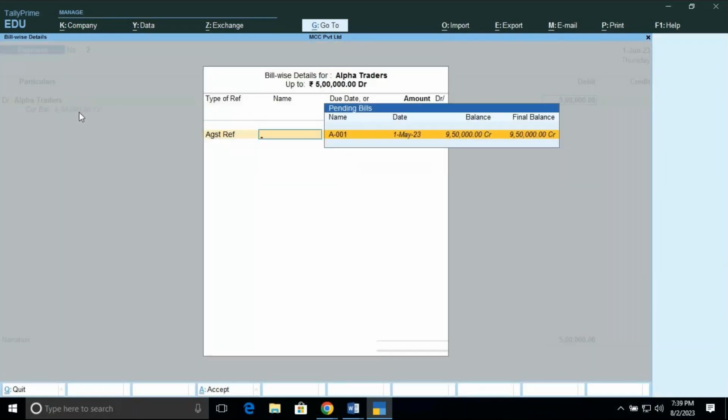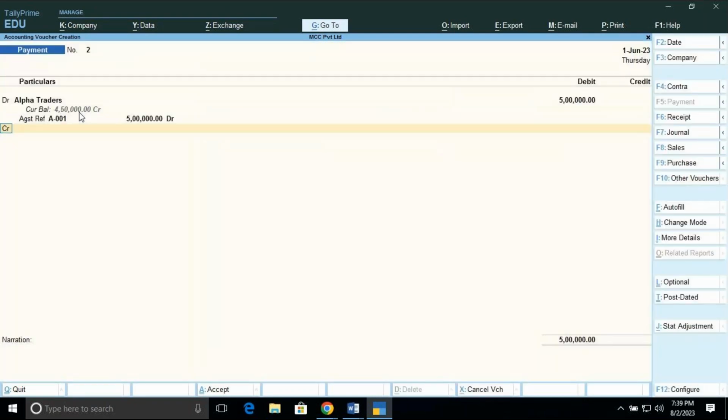If you see your current balance, still 4 lakh 50 is showing as credit balance. Still 4 lakh 50 is pending. Understanding, all of you? That's what the accountant does the majority of the time. If it is a trading concern, you will have a lot of payments to be made and lots of receipts to be received. You made a sale, you made a purchase, you receive money from customer, you make a payment to supplier. You end up doing only these things in a typical trading organization. So you have to be fast and very alert, agile.